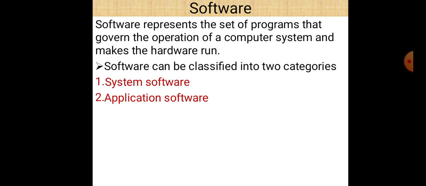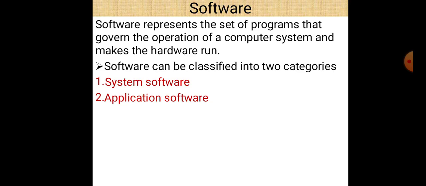Again, software can be classified into two categories: system software and application software. System software are those software which are basically designed to fulfill the tasks of a computer system. That's why they are called system software. And second is application software. One more thing, software is a collection of programs also. And what is a program? A program is nothing but a collection of instructions. So a collection of instructions is called a program, and a collection of programs is called software. In simple words, software represents a set of programs that govern the operation of a computer system and make the hardware run.